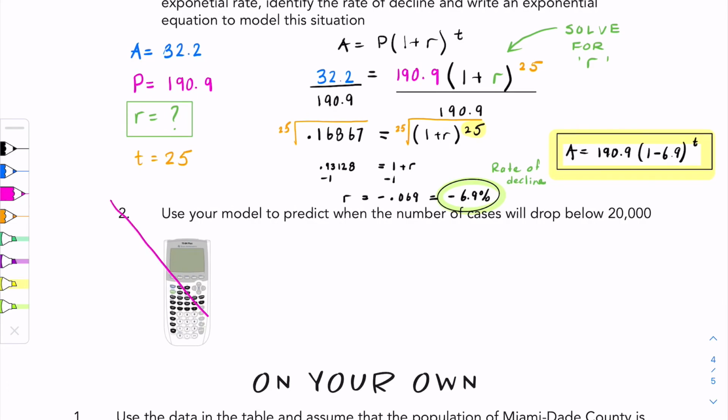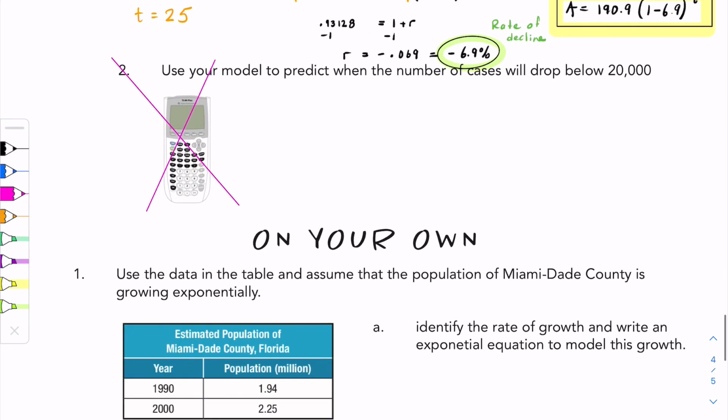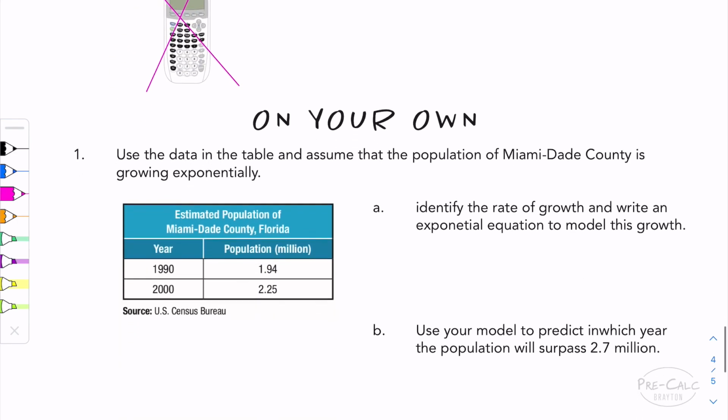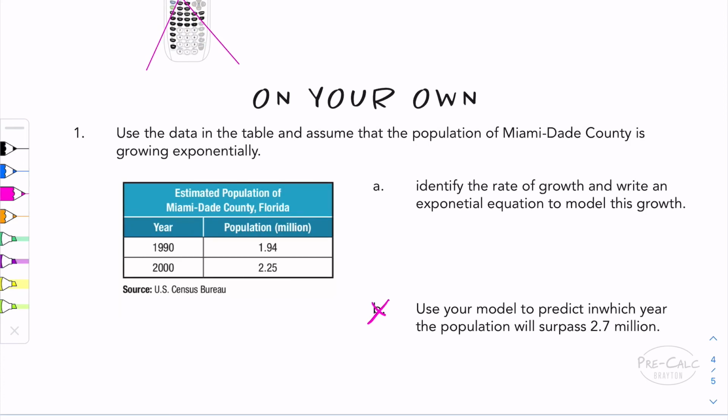We're going to cross off number 2 because we don't all have graphing calculators this year. And we're going to move down, and I'm going to go over part A in the on your own section. We can also cross off part B here. We don't have a graphing calculator. We are using the data in the table and we're assuming that the population of Miami-Dade County is growing exponentially.